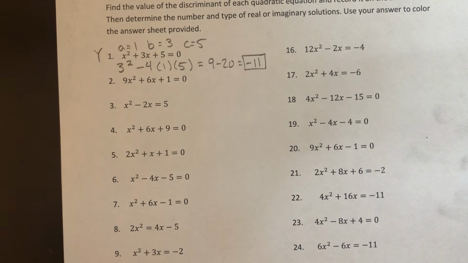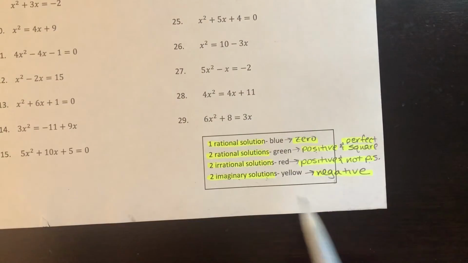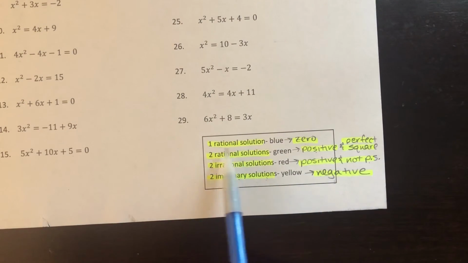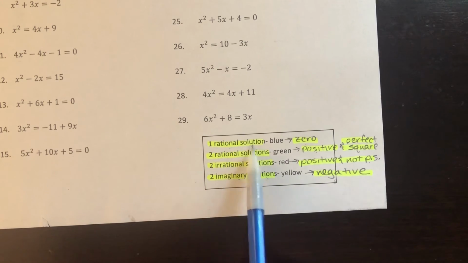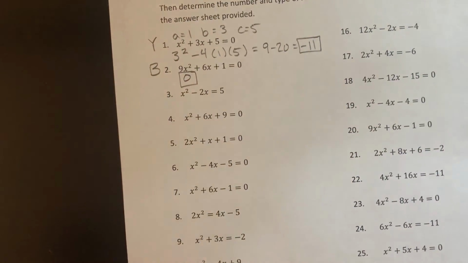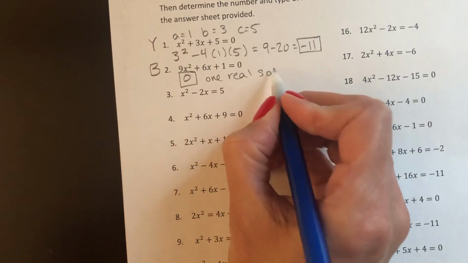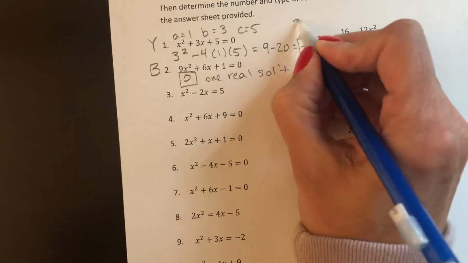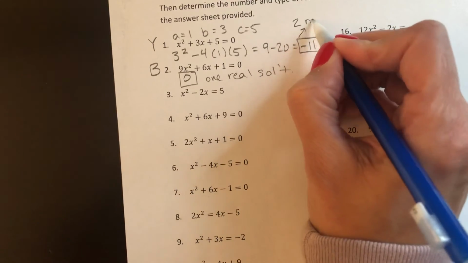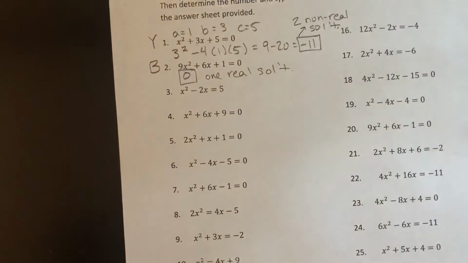Pause the video, try that one on your own. All right, for that one, you plug it in and you should get a 0 for your discriminant. So use your chart down here. A 0 discriminant here is one rational solution. So one real solution. And then if I wanted to do the coloring activity, I would color that blue. So this is one real solution. And up here, this would be two non-real solutions.